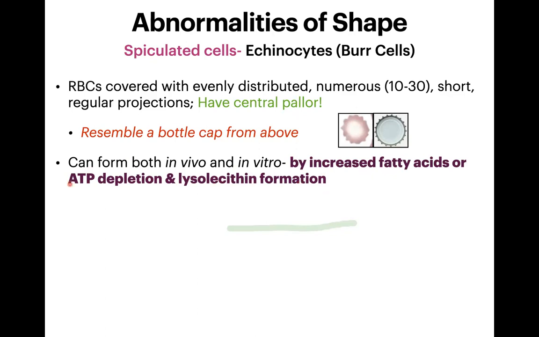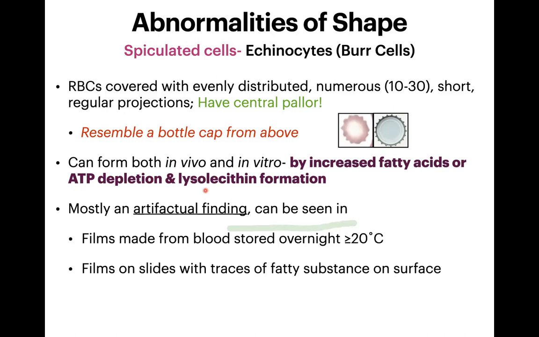The ATP will be depleted, and in case of blood stored for transfusion, lysolecithin will be formed, and these things will cause the formation of echinocytes. But these are reversible both in vivo and in vitro. If you resuspend them in fresh plasma, they will again become the normal discocyte shape. Mostly, like I said, it is an artifactual finding, and it can be seen in films made from blood stored overnight at more than 20 degrees Celsius.